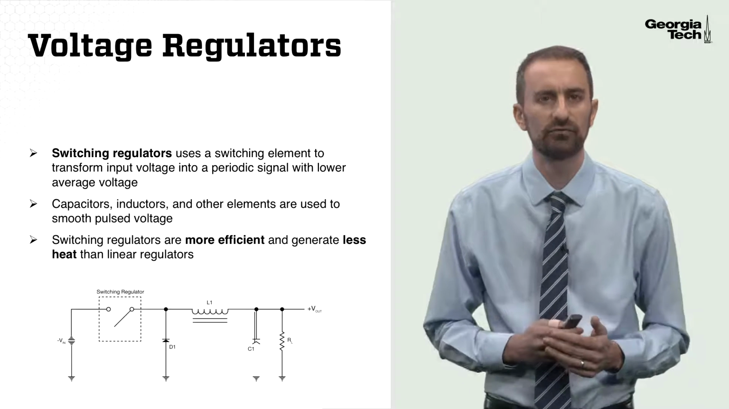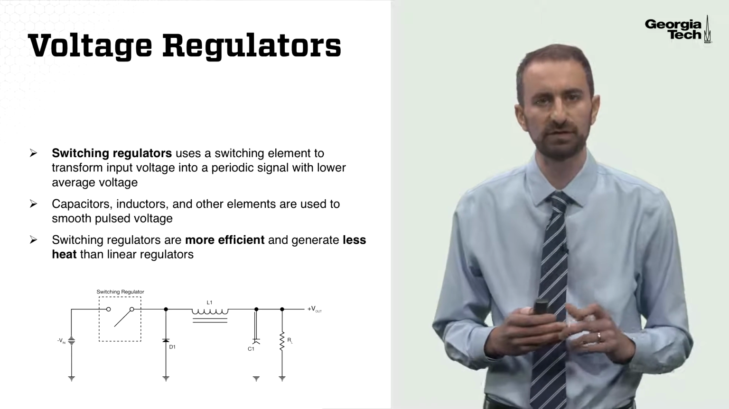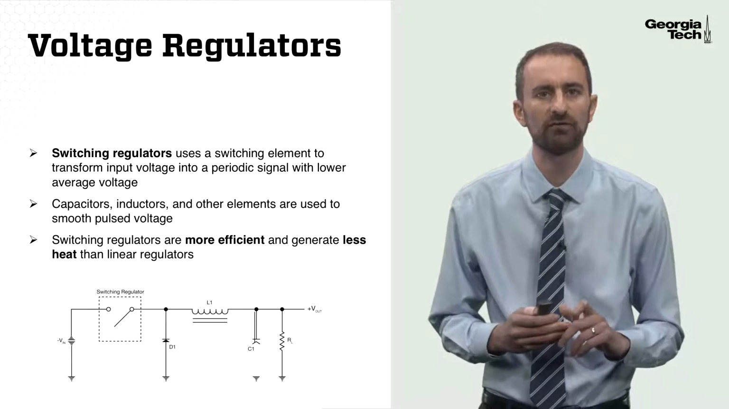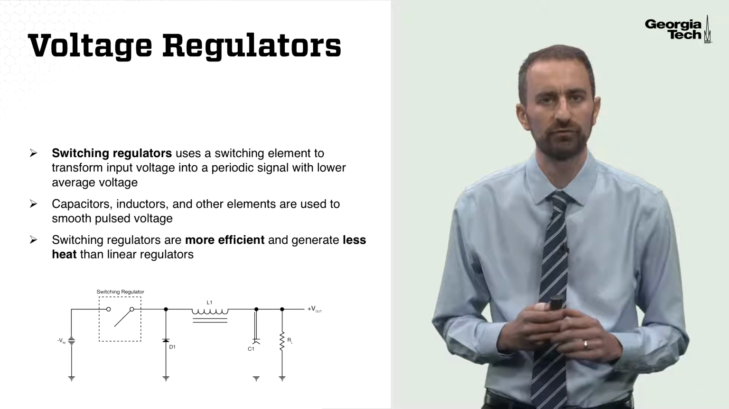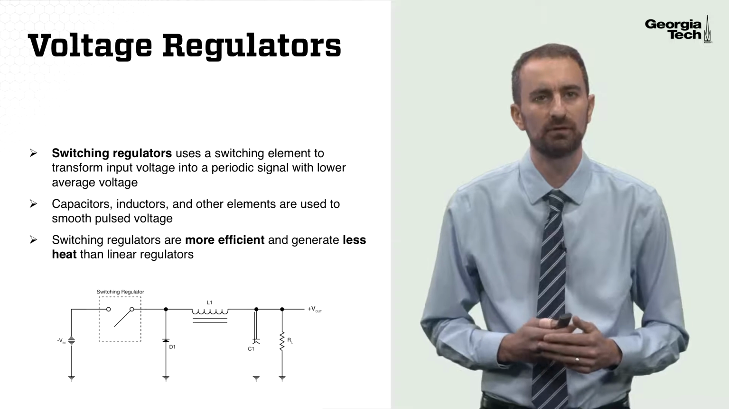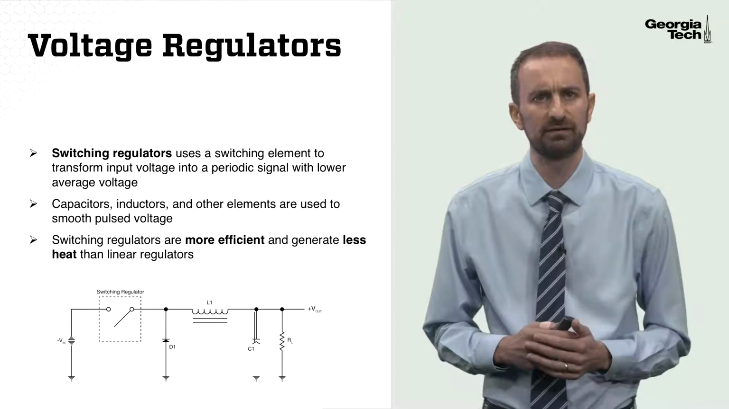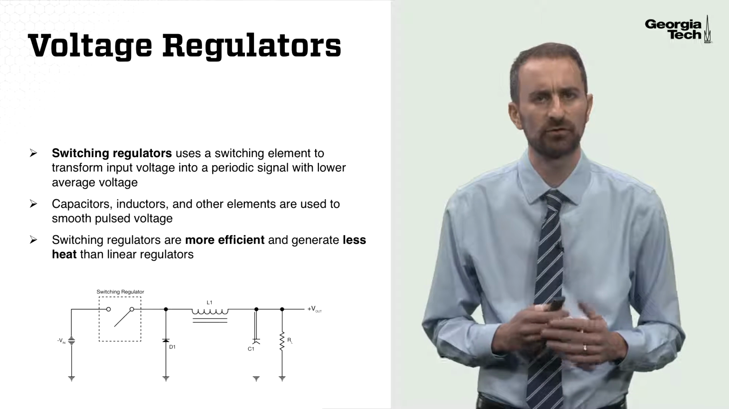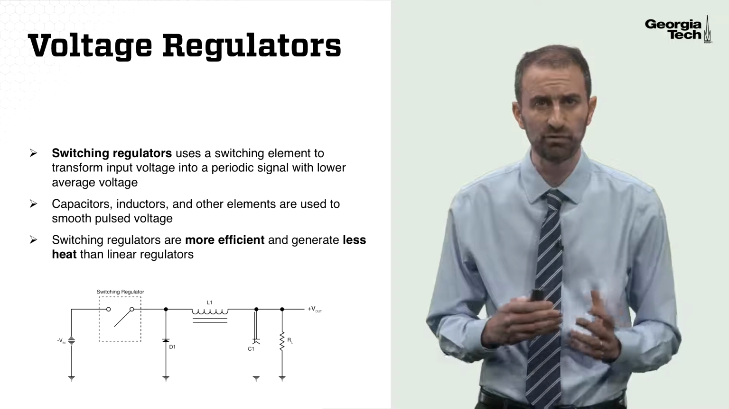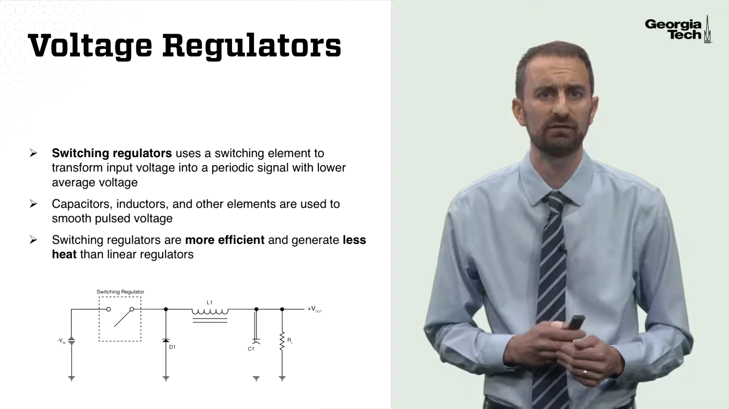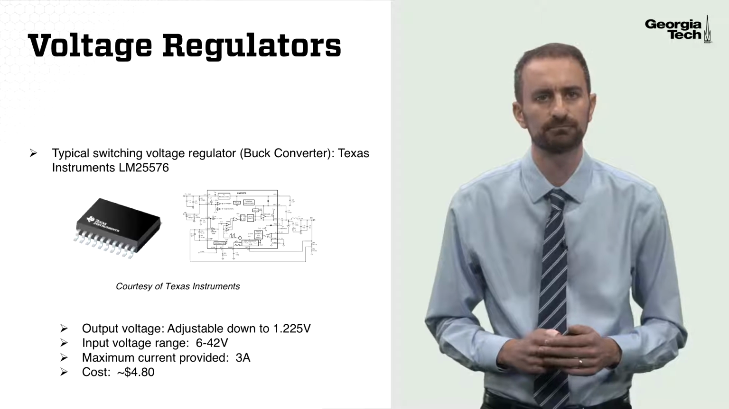Another type of voltage regulator is something called a switching regulator. And this essentially switches a current path on and off at a very high rate to create a lower average voltage output than is input. Switching regulators are composed of capacitors and inductors and other elements to create this smooth output voltage. Switching regulators are more power efficient and thus generate less heat than linear regulators do.